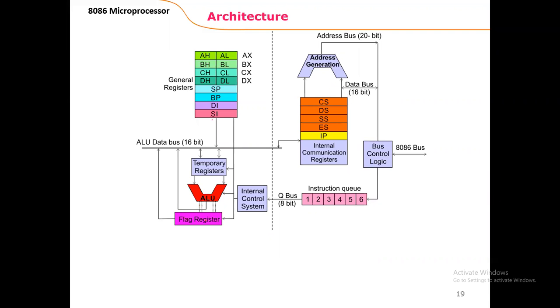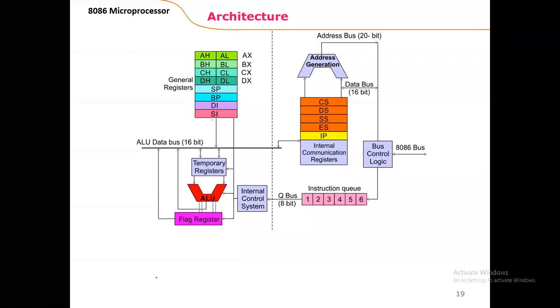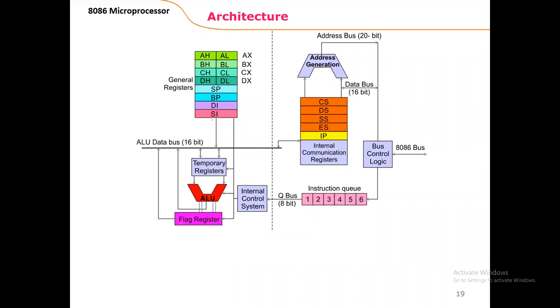Okay, flag register. Flag means this is the position indicate register. Suppose your result is negative, then this flag is one position. In total there are 16 positions. One position is the sign bit. If sign bit is 1, then result is negative. If sign bit is 0, then result is positive.